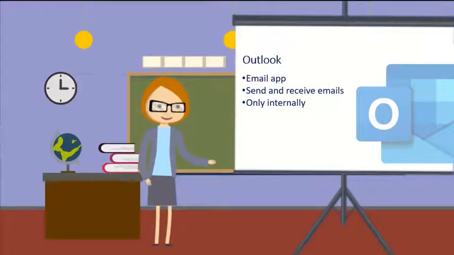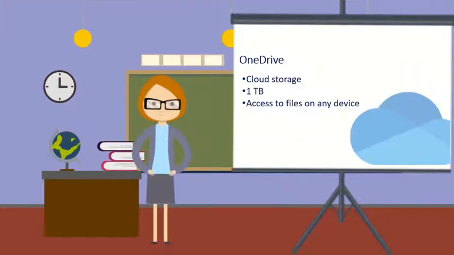Outlook is the Microsoft email app which allows you to send and receive emails. However, to keep you safe and protect you from possibly harmful emails, this is only available for internal communication, meaning emails can only be sent to and received from other Kiro email addresses. Kiro learners also have OneDrive's cloud storage linked to your Office 365 account. This provides all Kiro users with 1 TB of storage space. When you save files to OneDrive, you can access these files on any device as long as you have an internet connection and your Kiro email address and password. You can even access it on a mobile phone or tablet.